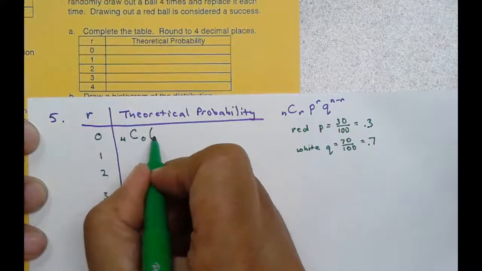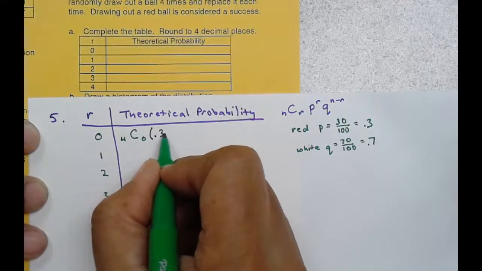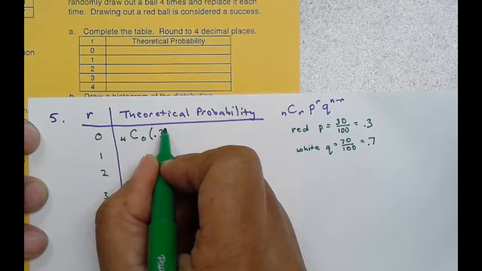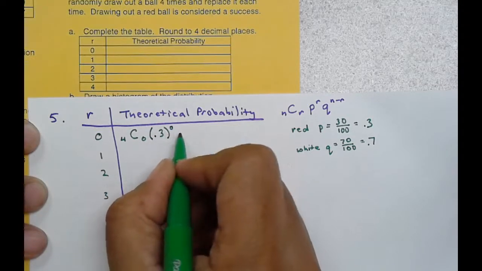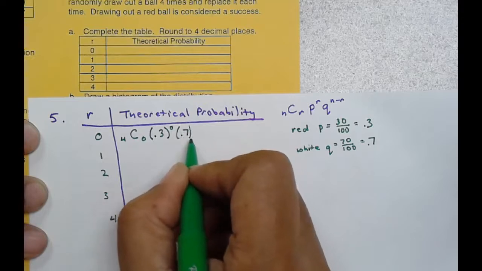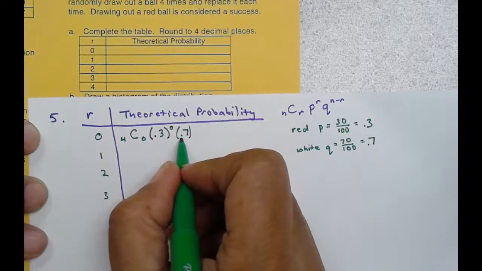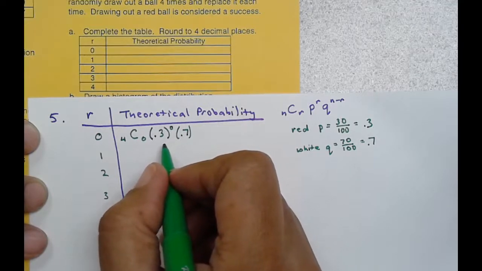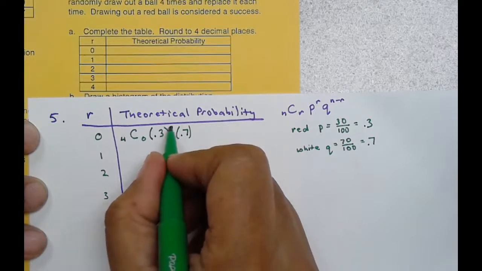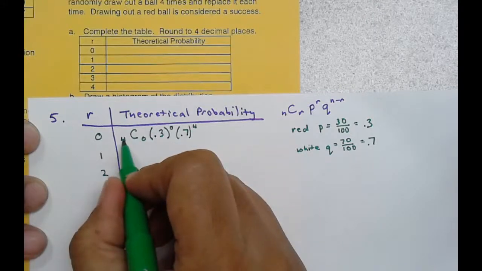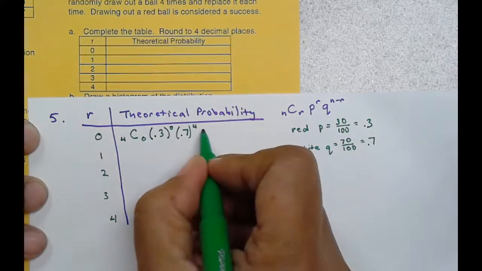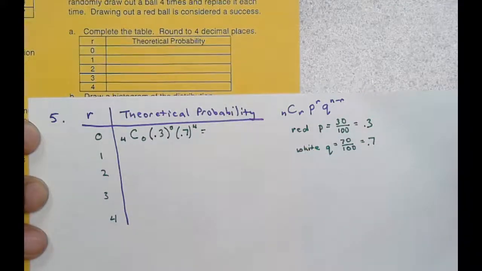So I'm going to go ahead and go 0.3, and this is going to be raised to the 0 power. We have 0 red balls. And then 0.7 are how many white balls you have. Well, if you did a total of 4 times that you are drawing the ball and you have 0 red, that means all 4 are going to be white. 4 minus the 0. And then plug that into the calculator.